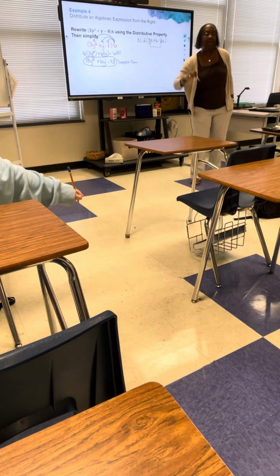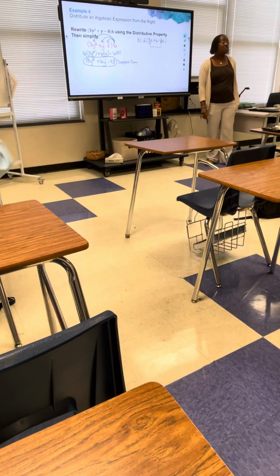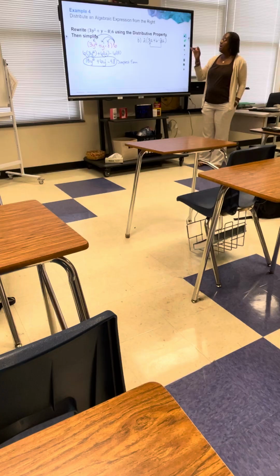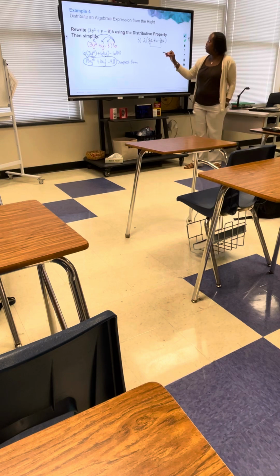So what should I have said? And close that door for me, please. I should have said 3a subtract 2a. So 3a minus 2a, well, what does that leave us with? Count your money. 1a. Very good. It leaves you with 1a.